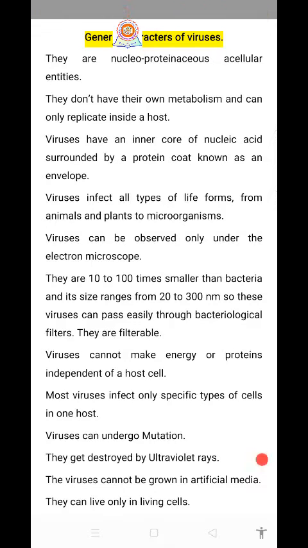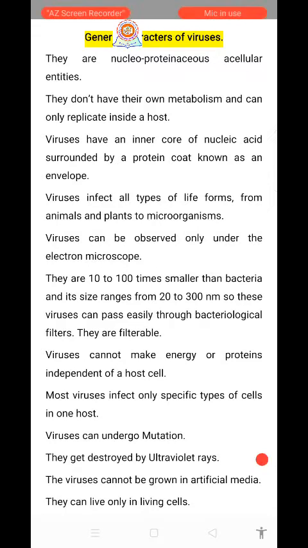Viruses cannot make energy or proteins independent of the host cell because the viruses don't have their own metabolic system. So for the energy or the proteins, they depend on the host.